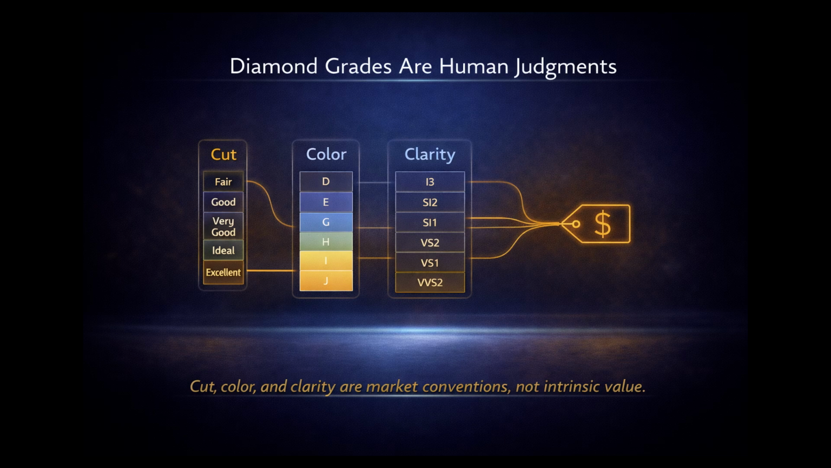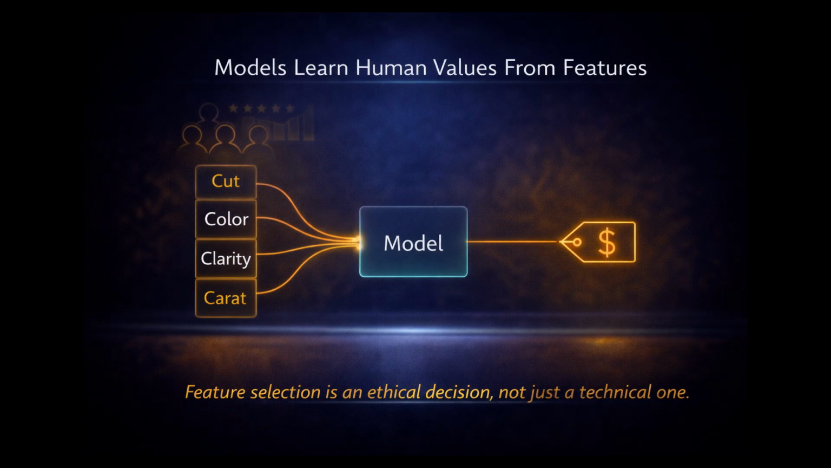But there is an important point here that goes beyond model performance. The quality grades assigned to diamonds, cut, color, clarity, are market conventions shaped by human judgment. They are contextual signals, not measures of inherent worth. If you deploy a price prediction model built on these features, the model is learning human valuation, not intrinsic value. That means the features you choose and what they represent are an ethical decision as much as a technical one.